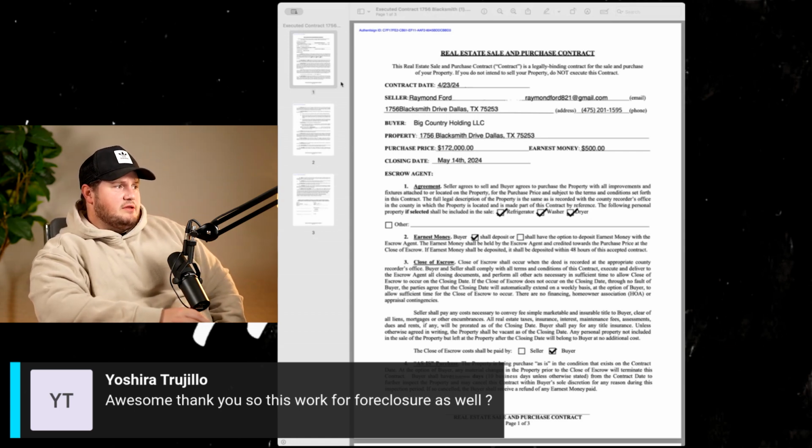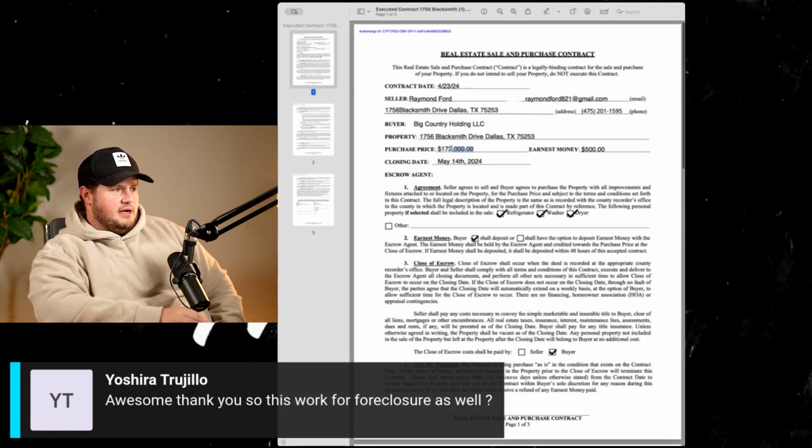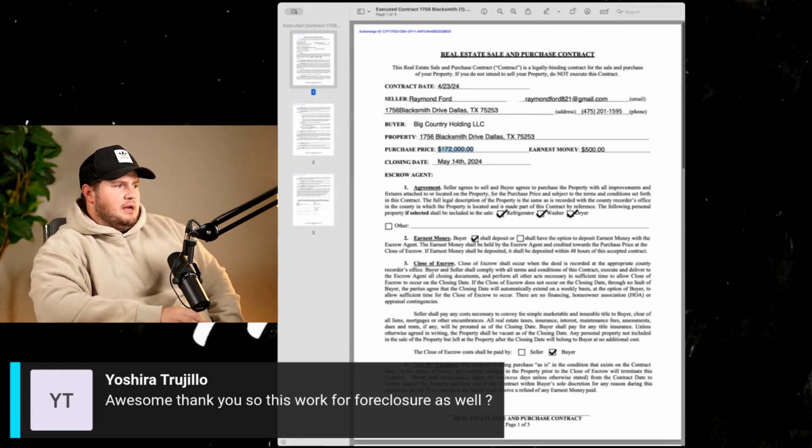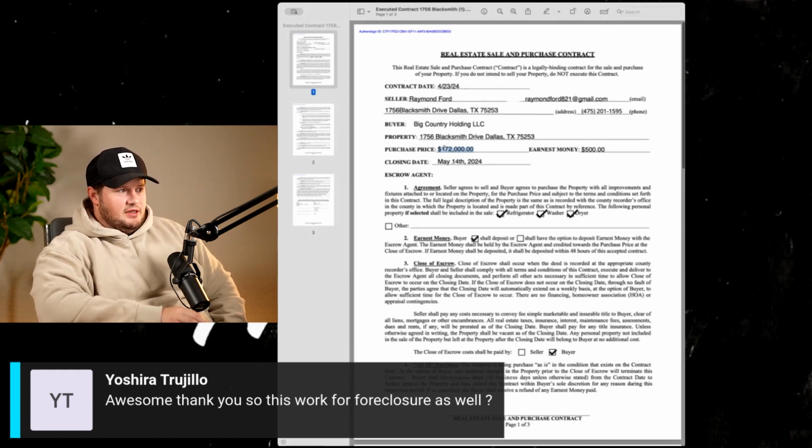So in this particular case, it was a very specific purchase price because they already had their number in mind of what they would actually be netting at 172. So that's what we put here. But I want you guys to know it's not uncommon to not have a purchase price here, but just literally type in see additional terms.